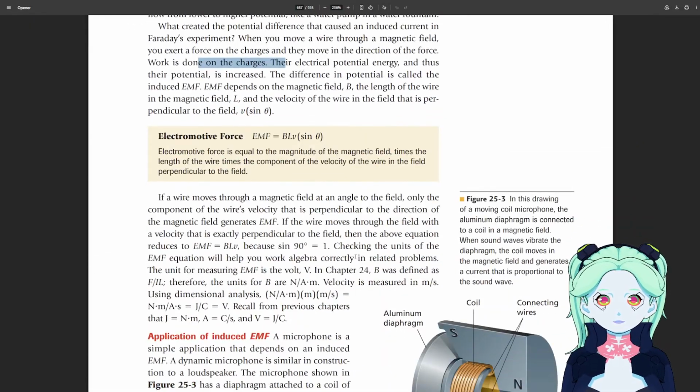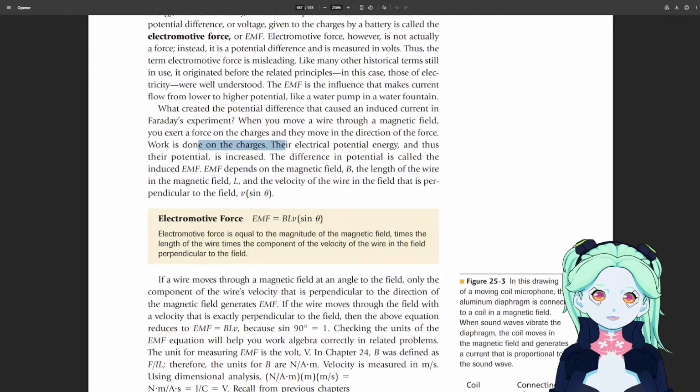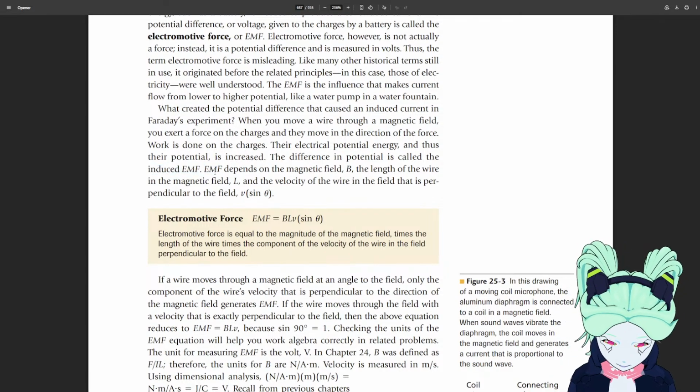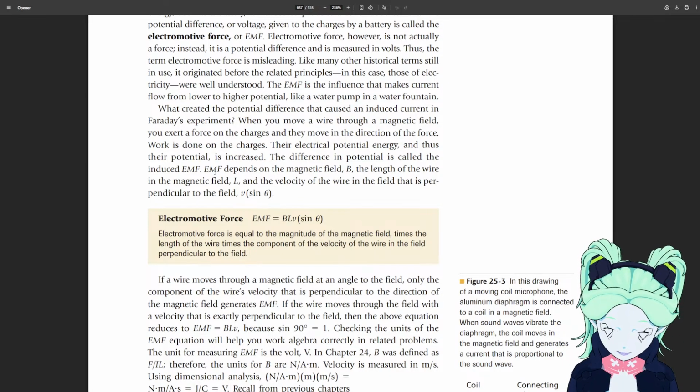Interesting. So when you move a wire through a magnetic field, you exert a force on the charges and they move in the direction of the force. Work is done on the charges. Their electric potential energy, and thus their potential, is increased. The difference in potential is called the induced EMF. Interesting. Induced EMF.